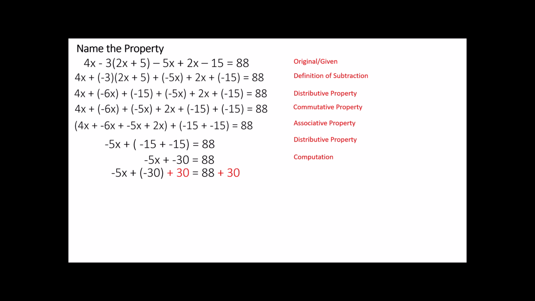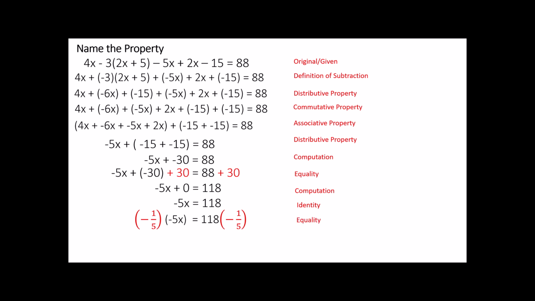I add 30 to both sides. That's a property of equality. I perform a little bit of computation here. I got rid of my +0 using the additive identity. Remember, adding 0 doesn't do anything. Any idea what I did here?